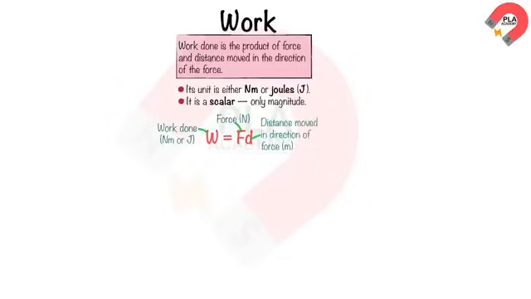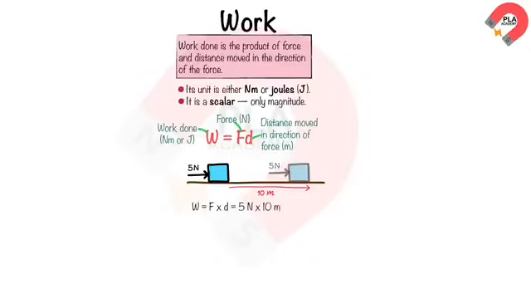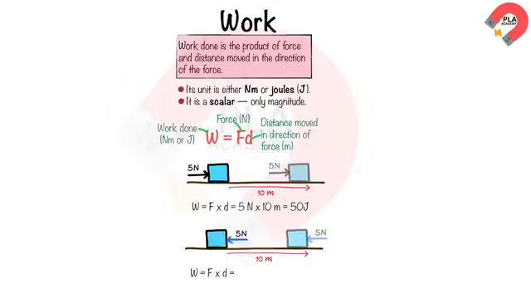For example, a force of 5 newtons acts on a box, causing it to move in the direction of force for a distance of 10 meters. Therefore, work done is 5 times 10 equals 50 joules. On the other hand, if a force of 5 newtons acts in the opposite direction of the distance moved, which is the negative direction, then work done is minus 5 times 10 equals minus 50 joules.